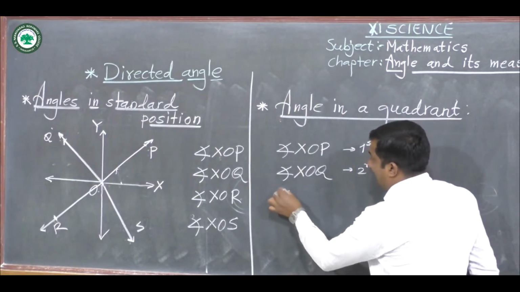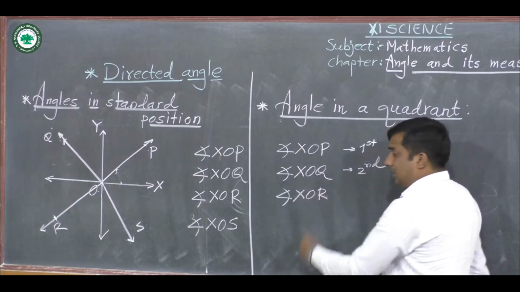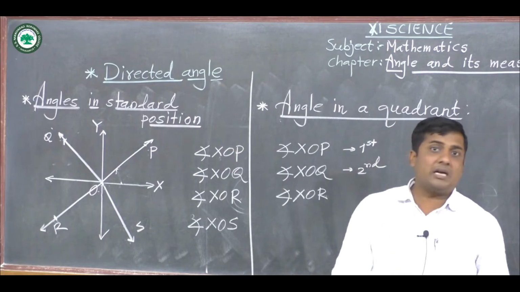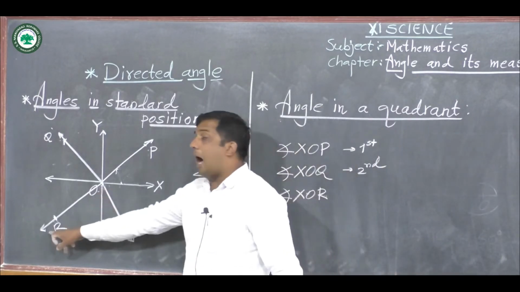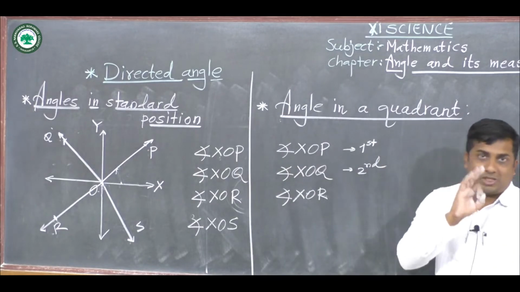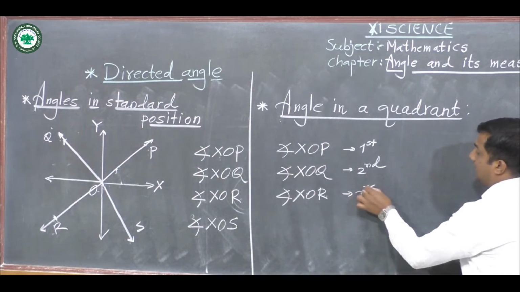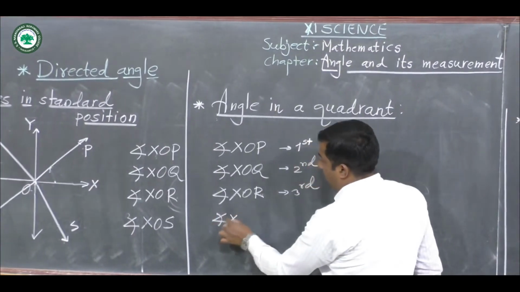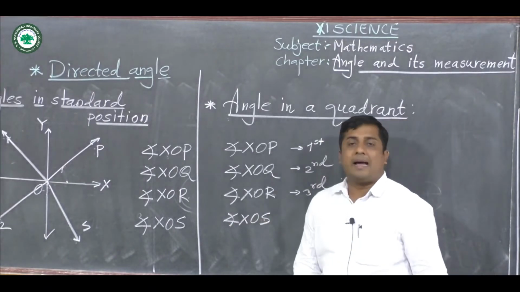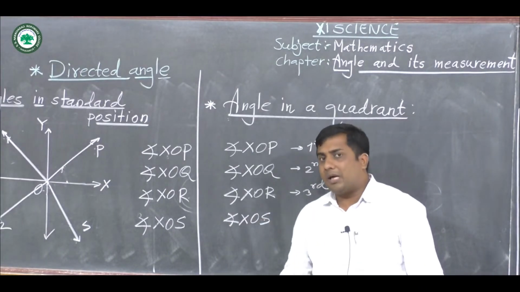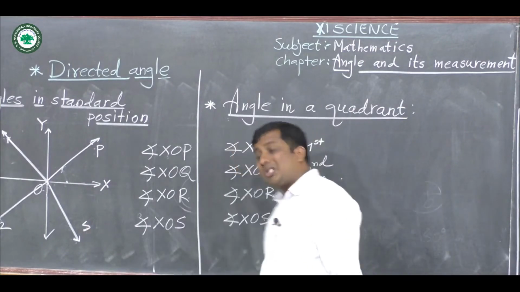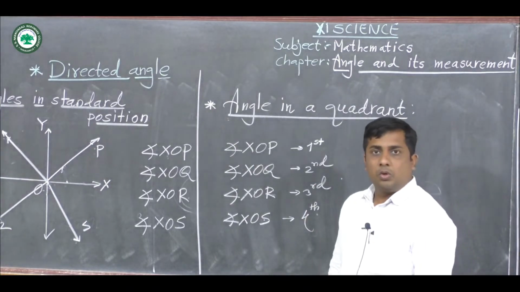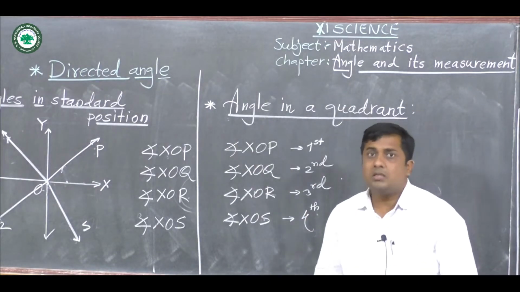Then we consider the next angle, angle XOR. This angle is in standard position. To define the quadrant, we consider the terminal ray. Here the terminal ray is OR. This OR is in the third quadrant, so this angle is also in the third quadrant. And in the last, we consider angle XOS. This angle is in standard position, and the terminal ray lies in the fourth quadrant. So this is in the fourth quadrant. So we define the angle in a quadrant.